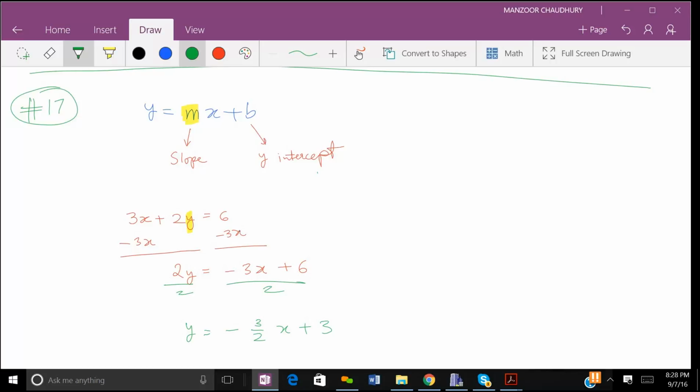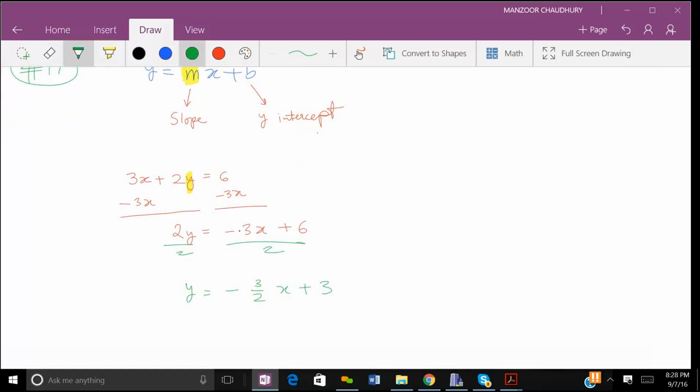So what does that tell us? That tells us this is the slope, and this one is the y-intercept. Got it. Okay?